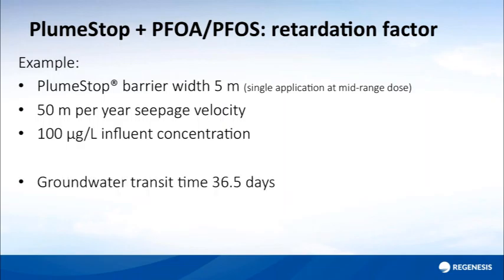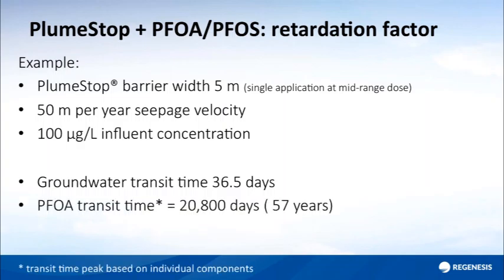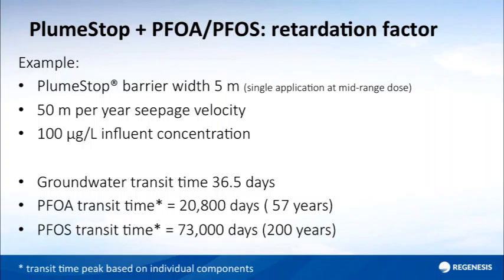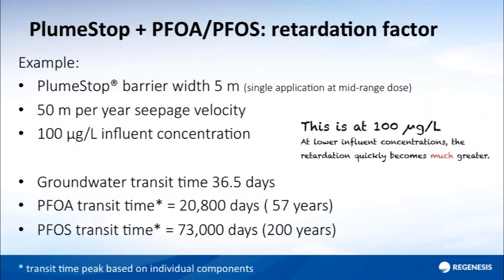That's not the point. Those are design considerations, yes, but the point is that there are some quite remarkable retardations and captures that we can get. This is at 100 micrograms per litre. At lower influent concentrations, the retardation factor quickly becomes much, much greater. So basically, PlumeStop will not eliminate or destroy perfluorinated species, but it certainly can stop a plume from spreading and prevent a plume migrating, often over many kilometers and onto a range of sites around. It can keep them within a site boundary, and I think that is at the very least a good start.